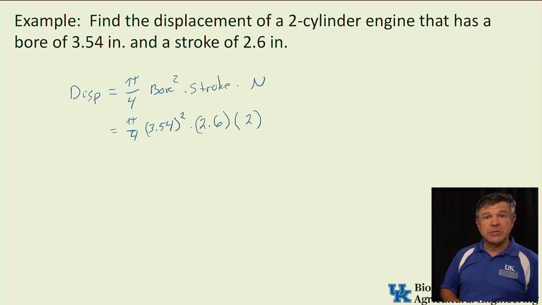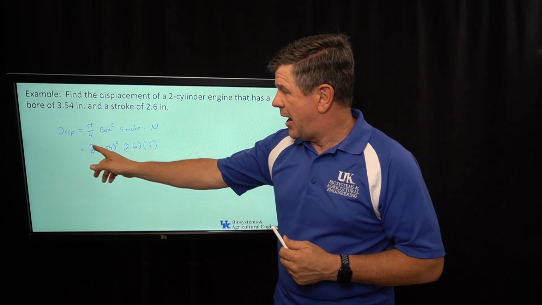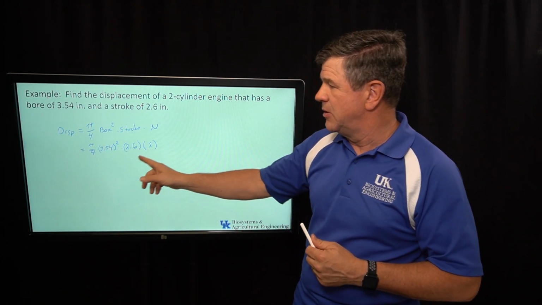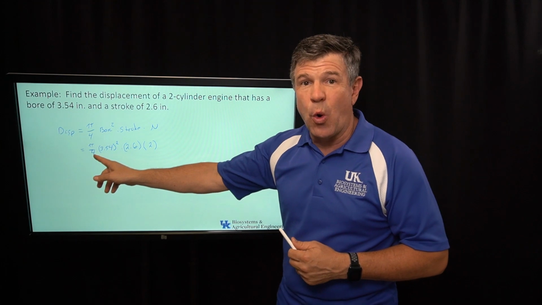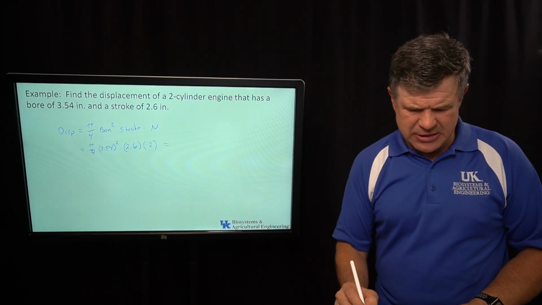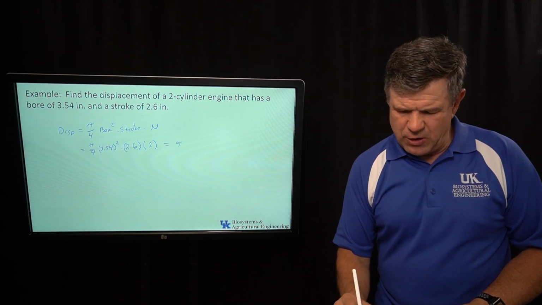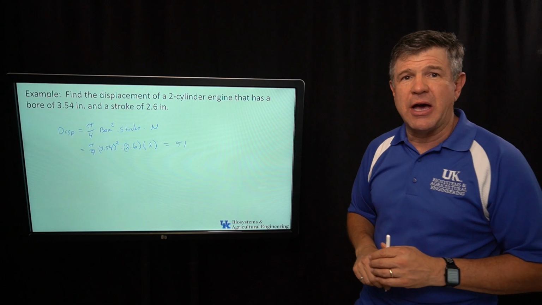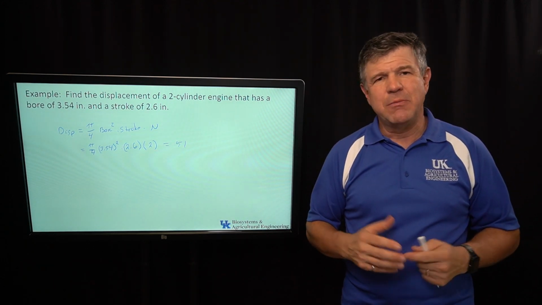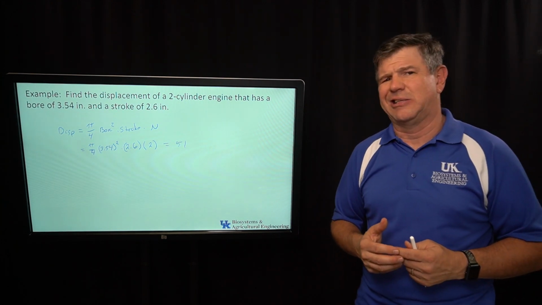And now it becomes a calculator problem. So I pull out my calculator. I take pi times 3.54 squared times 2.6 times 2. Divide that by 4 because we have a 4 in the denominator over here. And that's going to tell us that our displacement is 51. Now, I've kind of left something off on this equation. I didn't put any units in there. 51 what? What is that?